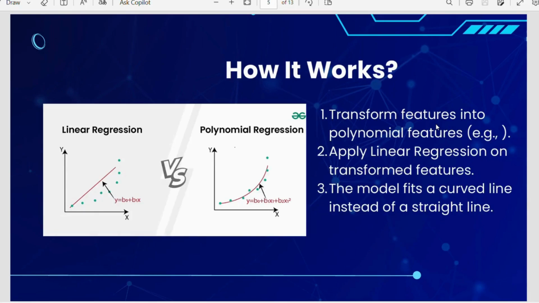And how does it work? Step 1, transform the input feature, instead of just x. We can create new features like x square, x cube, etc. And step 2, apply linear regression. We use regular linear regression, but on these new polynomial features. Result: the model fits a curved line to the data and matches the non-linear pattern.